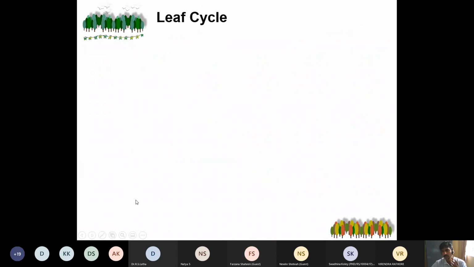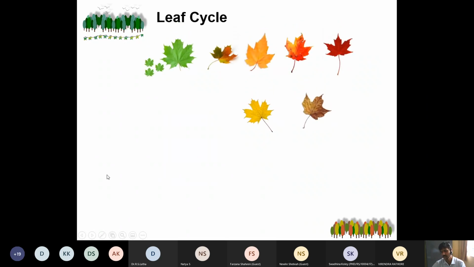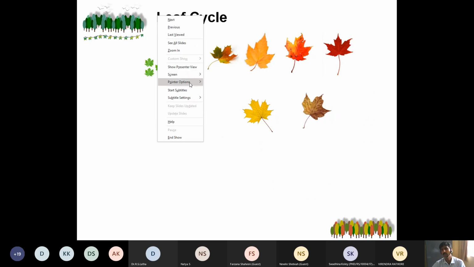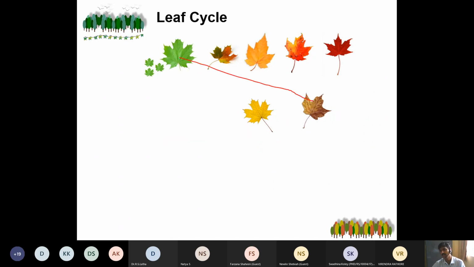Now, let us see what the leaf cycle is. We all know, especially in the higher latitudinal countries, the leaf color changes, right? Even in Kashmir, you can see the color changes. Even in the tropics, from green to brown is very common. We see this type of dry leaf very often. But these colors we don't see often in India, especially in the middle and south. In the north, yes, one can see.